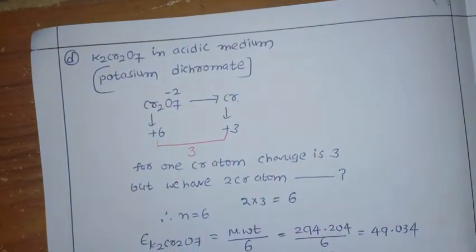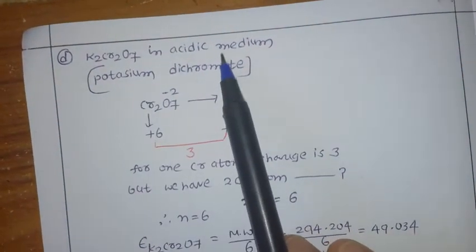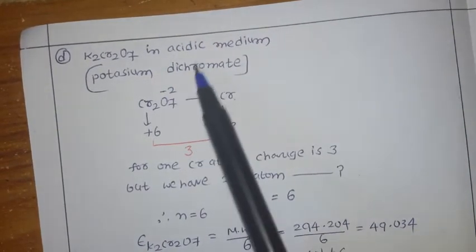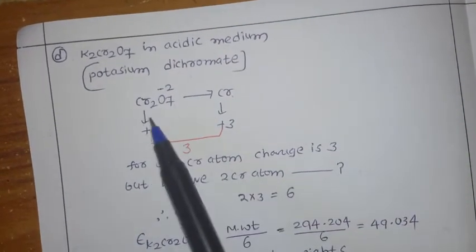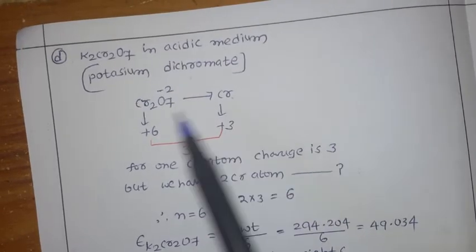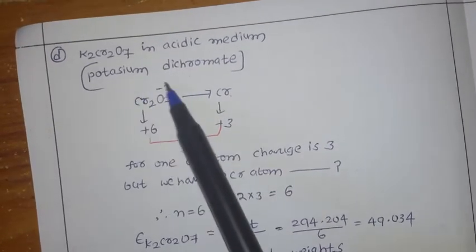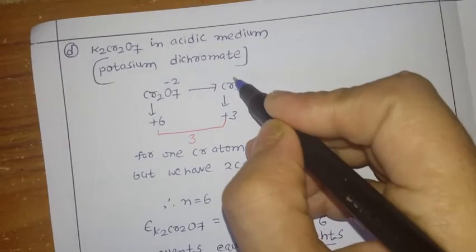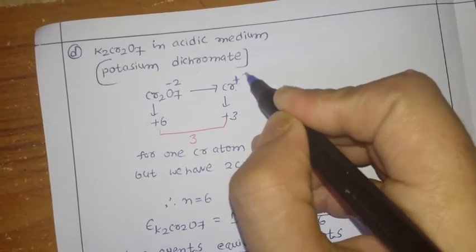Okay, potassium dichromate, K2Cr2O7, in acidic medium. Talking about the medium is also important here. So talking about the acidic medium, if you see the reaction, Cr2O7 2- is converted into Cr3+. Now if you calculate the oxidation number of chromium, you are going to get +6 here. So this is +3, okay, this is +3.